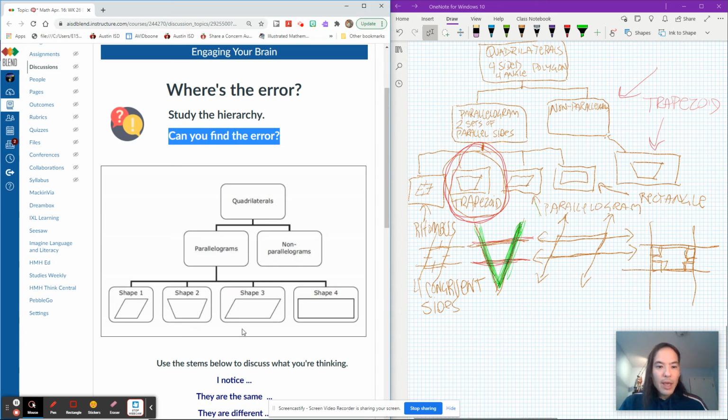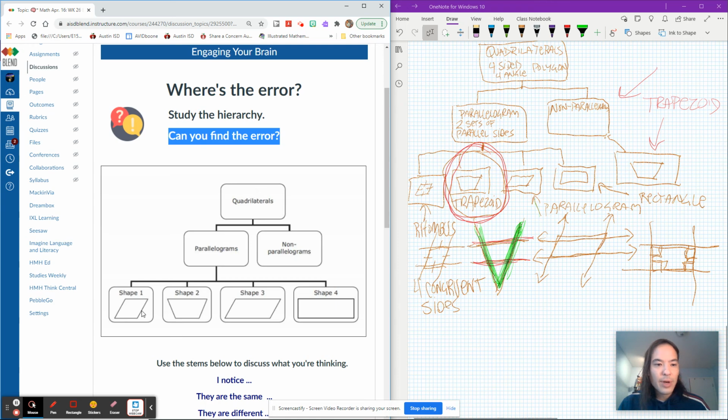All right. And then finally, wonderings. Wonderings could be like, where are the kites and other quadrilaterals that we talked about yesterday? Where would those go? Those would go on non-parallelograms. Other questions might be like, why didn't they include the lines to show congruency of sides? Another question could be, why didn't they show the angles, or the squares to show that they had 90-degree angles? We have lots of different things about these that we can wonder.